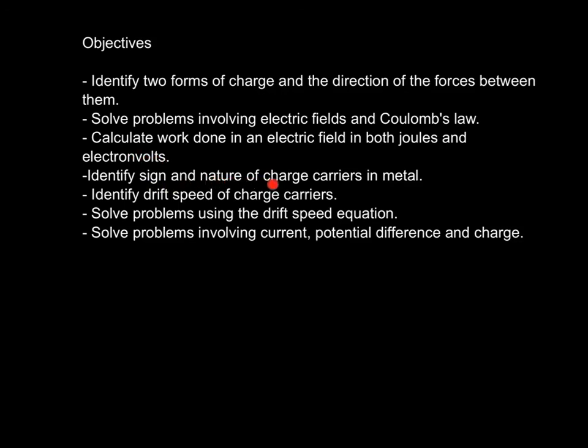Identify sign and nature of charge carriers in metal. We know that it's electrons and that the charge is negative. Identify drift speed of charge carriers. Well, you can do this now thanks to the equation that relates current and drift velocity. Solve problems using the drift speed equation. We're going to do this in class. And finally, solve problems involving current, potential difference, and charge, which is what we're going to do in class.